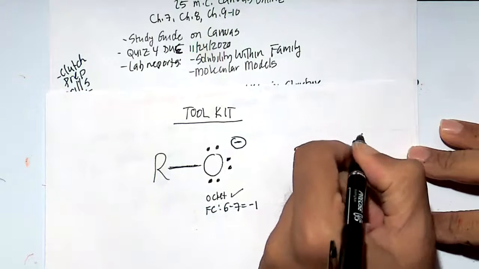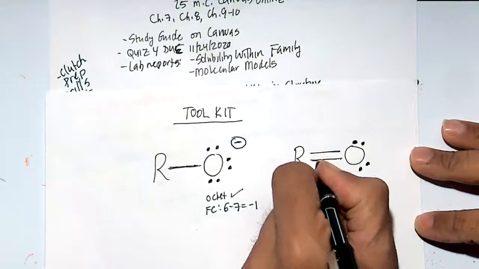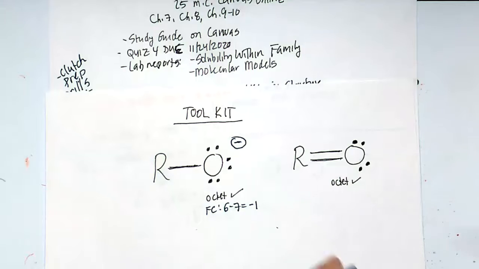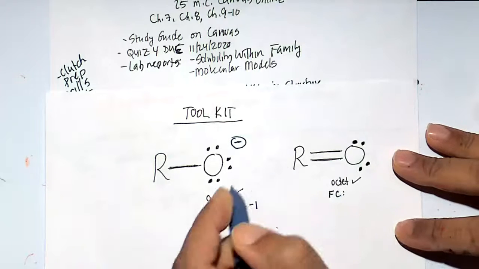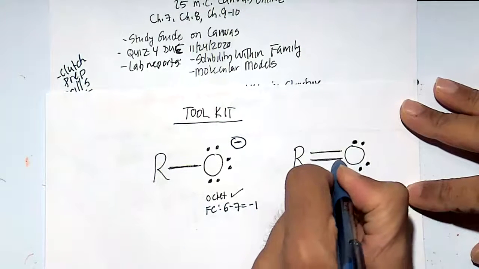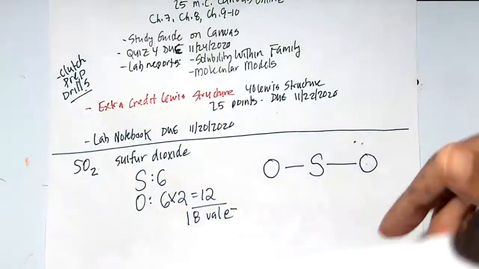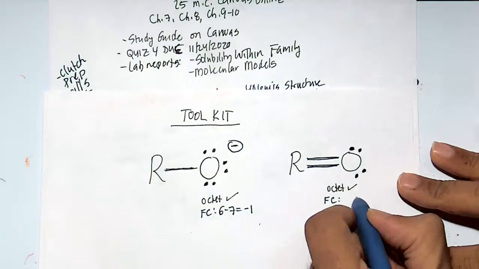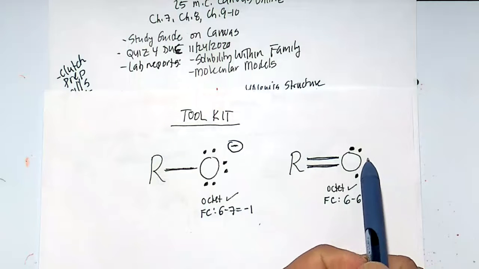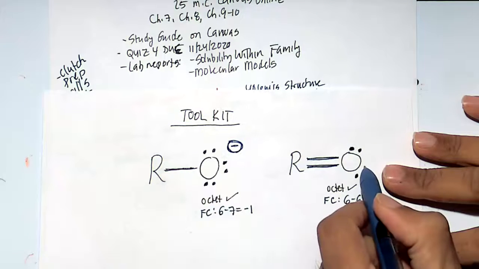Let's do the octet again. You count everything individually. 1, 2, 3, 4, 5, 6, 7, 8. The octet rule is satisfied, so that's very valid. Let's do formal charge here. Count with me. 1, 2, 3, 4, 5, and 6. What is oxygen happy at? 6. What's 6 minus 6? 6 minus 6 is 0. So the formal charge on this oxygen is going to be 0. Here we have a formal charge of minus 1 on this oxygen, and here we have a formal charge of 0.